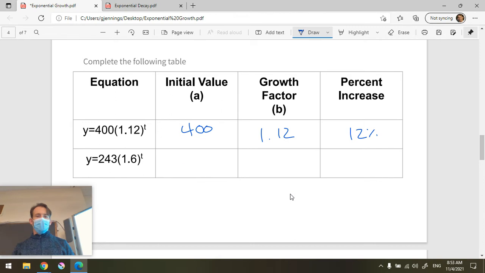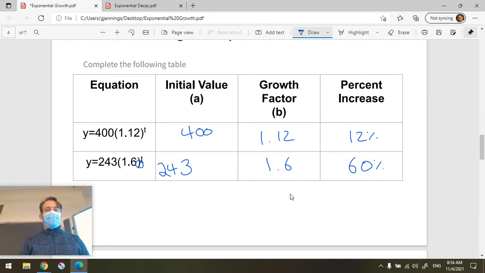Now over here, I have 243. This could be a number of views of a video. That's weird. I did the 3 first. 243. That could be how many people see the video in the first generation. What's the growth factor generation after generation? 1.6. What's the percentage increase? 60%, not 6%. 60, because this is 1.60. Okay.